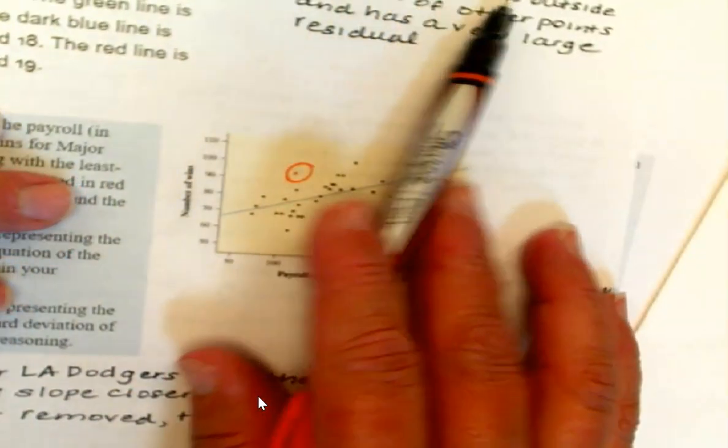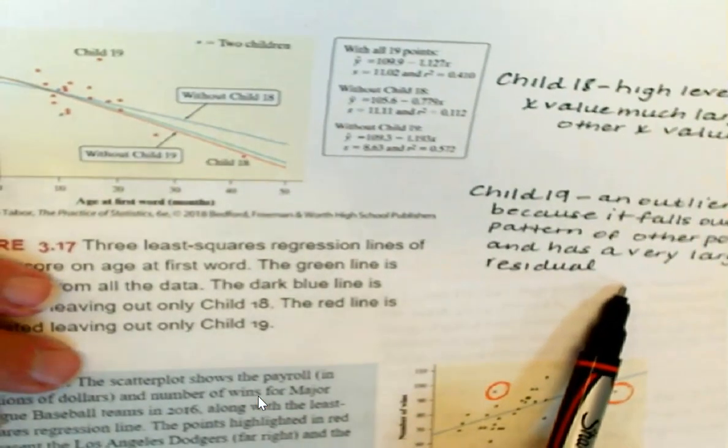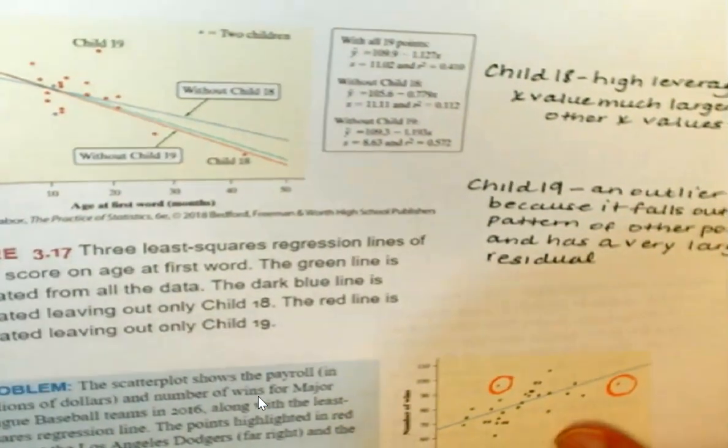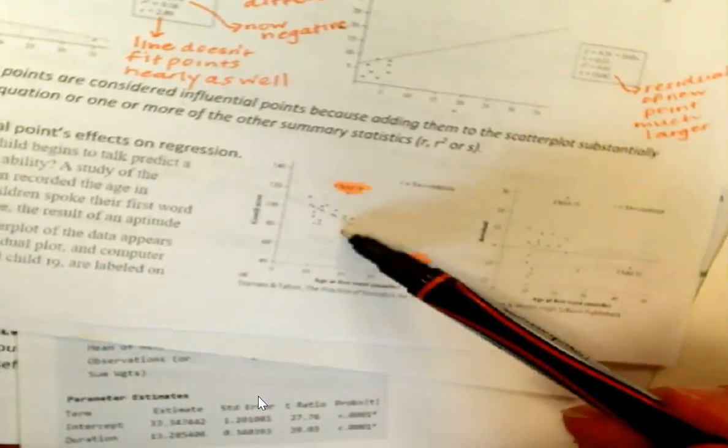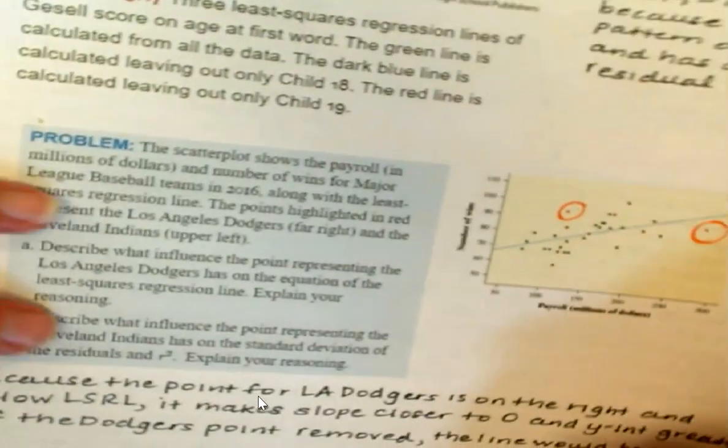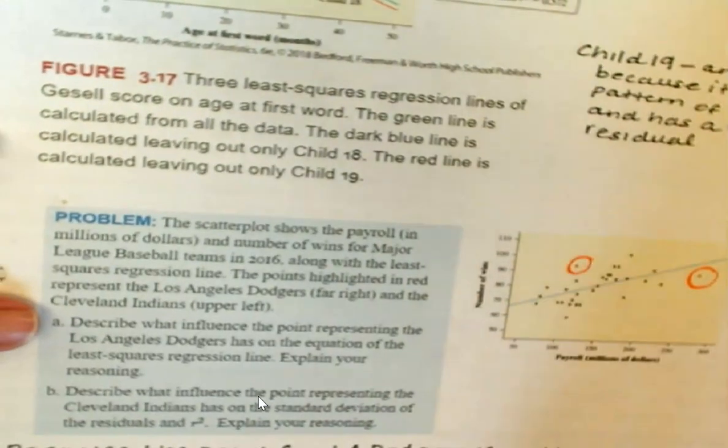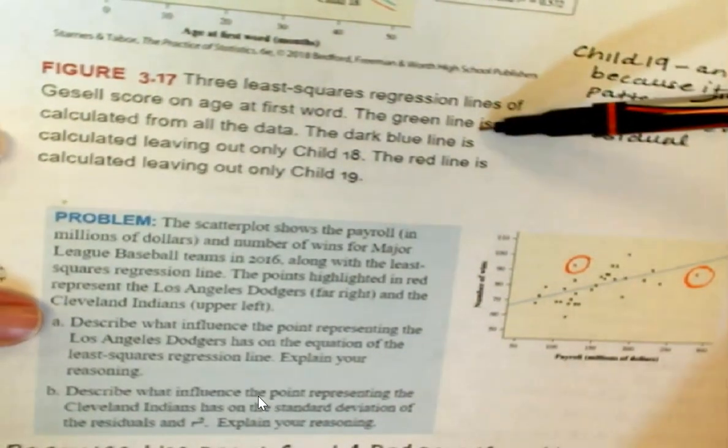And that's what the definition of a high leverage point is. It has much larger or much smaller X values than other points in the data set. And that's what we saw happen. And then child 19 is considered an outlier because it falls outside the pattern and has a very large residual. So if you look back at the data, that's considered an outlier. And child 18 is considered high leverage, okay? So I just wanted to show you the difference between those 3 least squares regression lines of the Gazelle score. The green line is calculated from all the data. Okay, so we already went through all that.